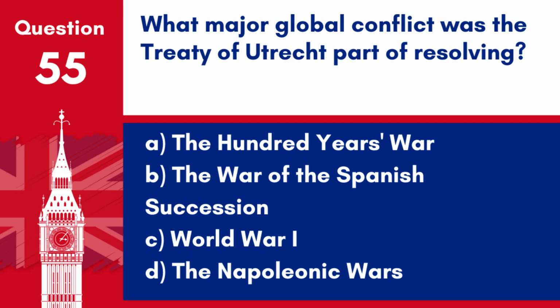The War of the Spanish Succession. C. World War I. D. The Napoleonic Wars. Answer: B. The War of the Spanish Succession. The Treaty of Utrecht, 1713, helped end the War of the Spanish Succession, marking the decline of Spanish power and the rise of the British Empire.